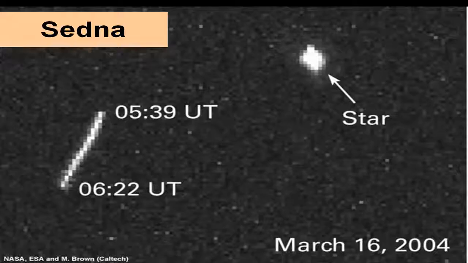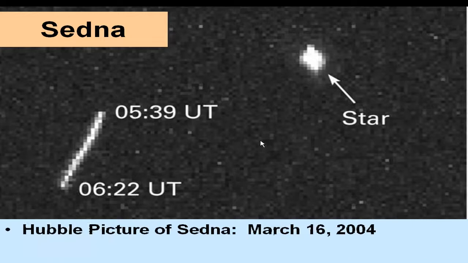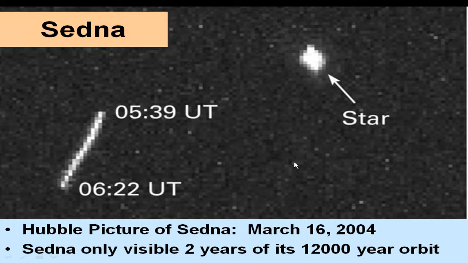Just kidding. Here's an actual picture taken by the Hubble Space Telescope of Xena in March of 2004. And we see Xena is just this little streak across this picture. Xena is only visible 2 years out of its 12,000-year orbit. So you can't call it a planet, because if you did, you have to wait those 12,000 years to see this planet every once in a while. So we just call it a Kuiper Belt object, or possibly a dwarf planet.